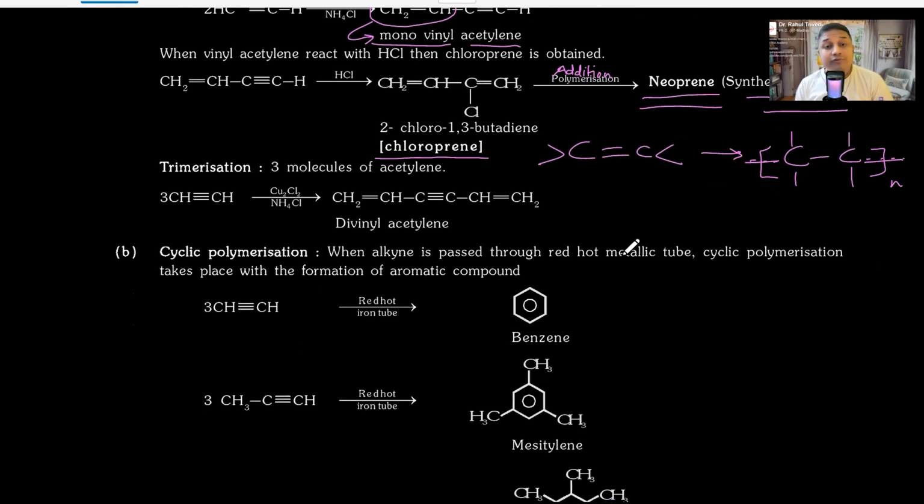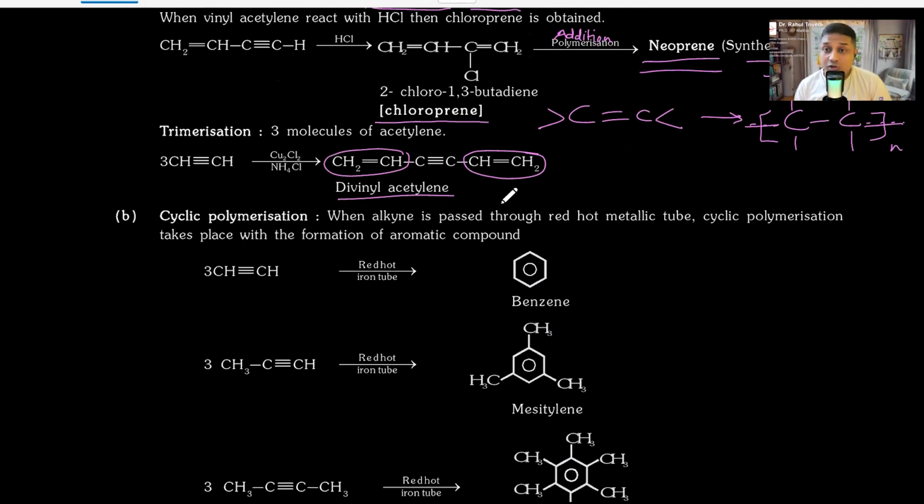3 molecules of acetylene also can come together, again the same way, forming this. This time both the hydrogens on the middle ethyne will be substituted on both the sides. The vinyl group will be there. So what will you call it? Vinyl this side, vinyl this side. It becomes divinyl acetylene. Nice.